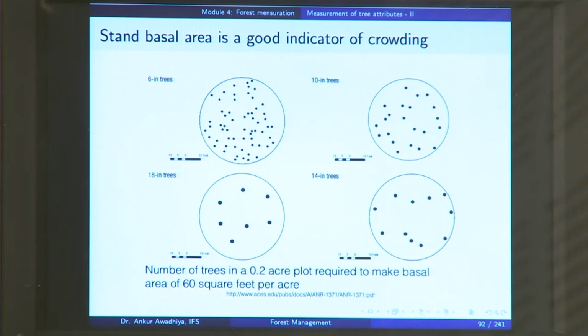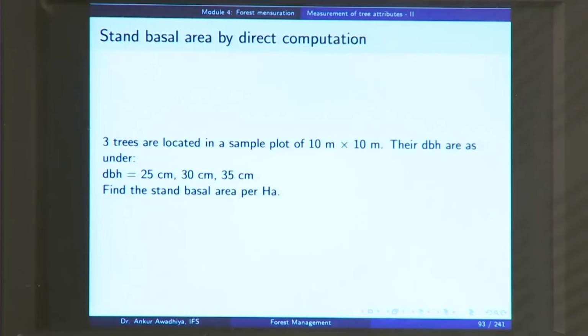So, if you want to have a look at whether you have crowding or not in your stand, you do not go with the number of trees per unit area, you go with the stand basal area and you compare it with a standard. Now, how do you measure the stand basal area? You can measure the stand basal area in 2 or 3 different ways. The easiest one is to do a direct computation.